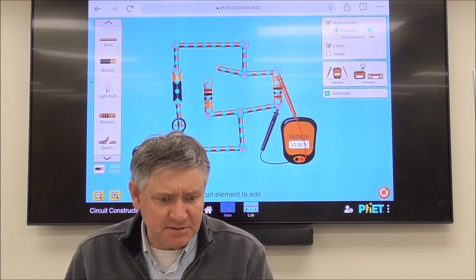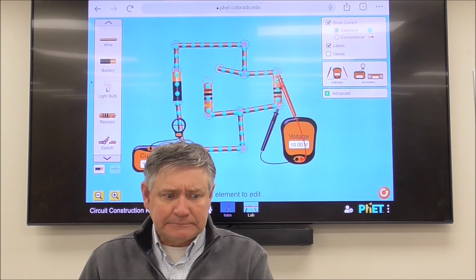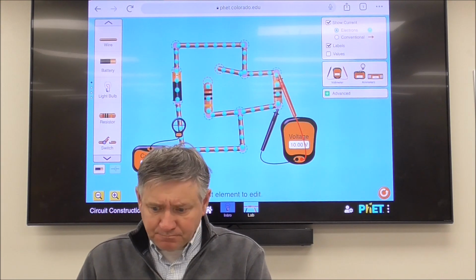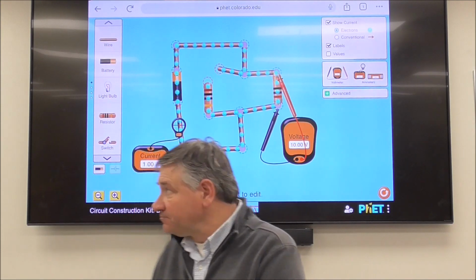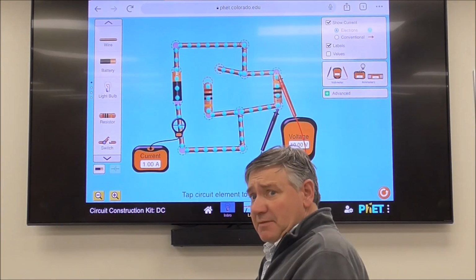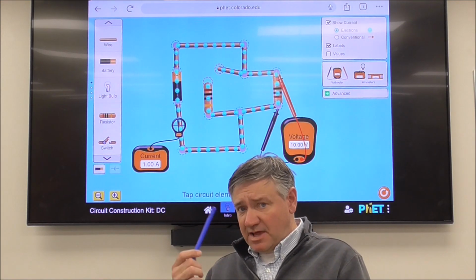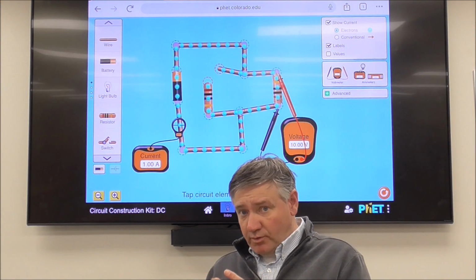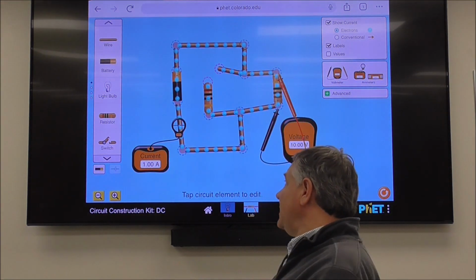So today we're going to start chapter 23, which is on circuits. The goal today is I'm going to use this PhET simulation. This is the lab that you're going to use tomorrow on a lab on circuits, and then another lab that you do on Wednesday with light bulbs. So it's a cool program.